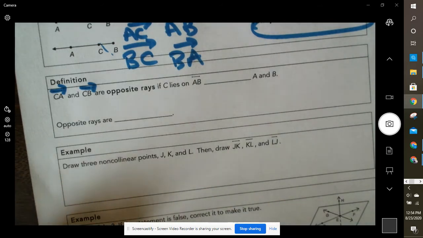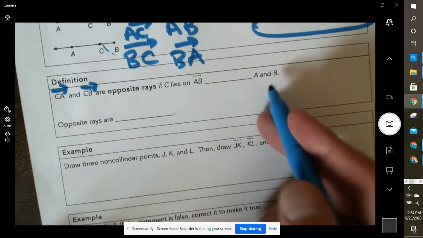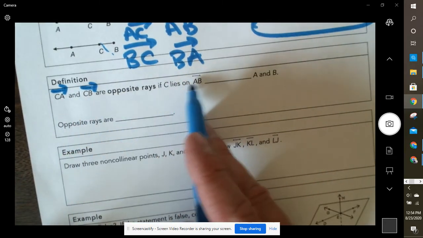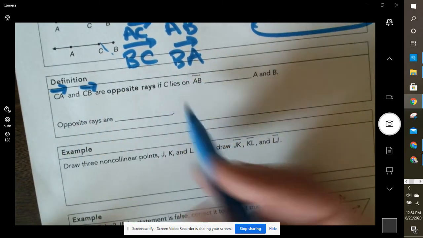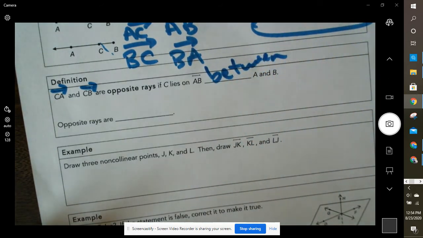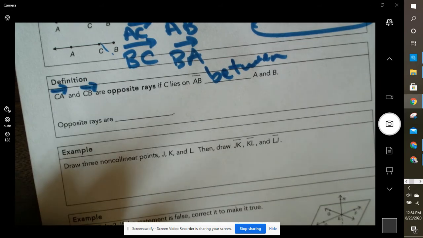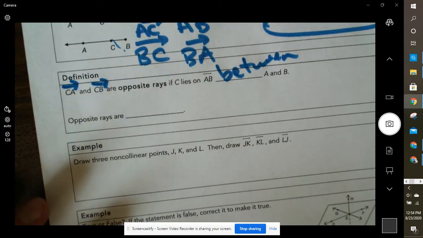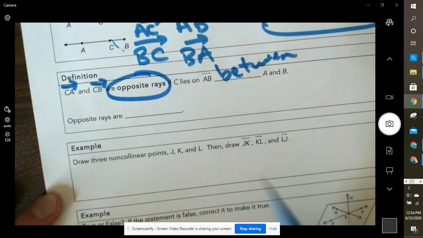So let's finish the fill in the blank. The C in AB is going to be between. So you can see how this has the C in it. So the C must be between A and B. So let's write that down. And when we write our visual, this will be a little bit easier to understand. So ray CA and ray CB are opposite rays.